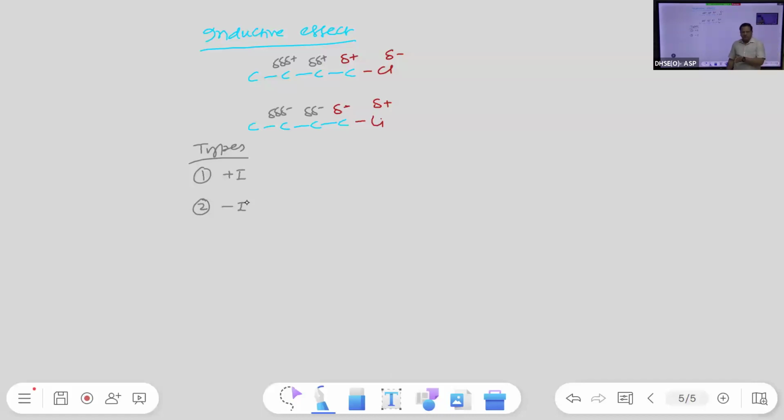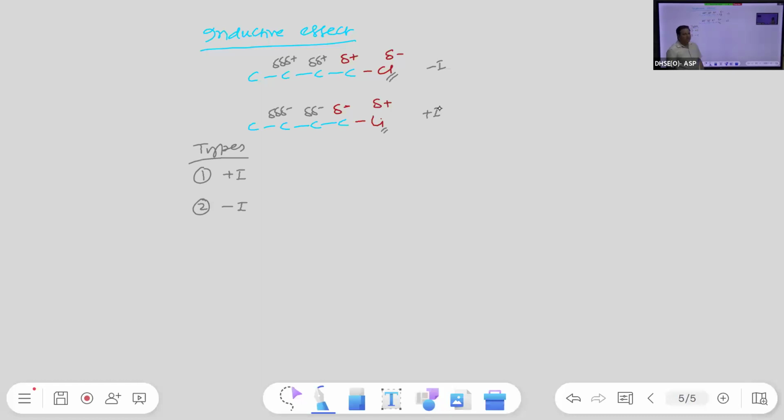If a positive charge develops on the carbon, then obviously the attached atom has a negative charge. In lithium there is positive charge and carbon has partial negative charge. Chlorine is associated with partial negative charge, so that is known as a minus I group. The group associated with partial positive charge is known as a plus I group. Hydrogen has zero inductive effect. It is neither plus I nor minus I.